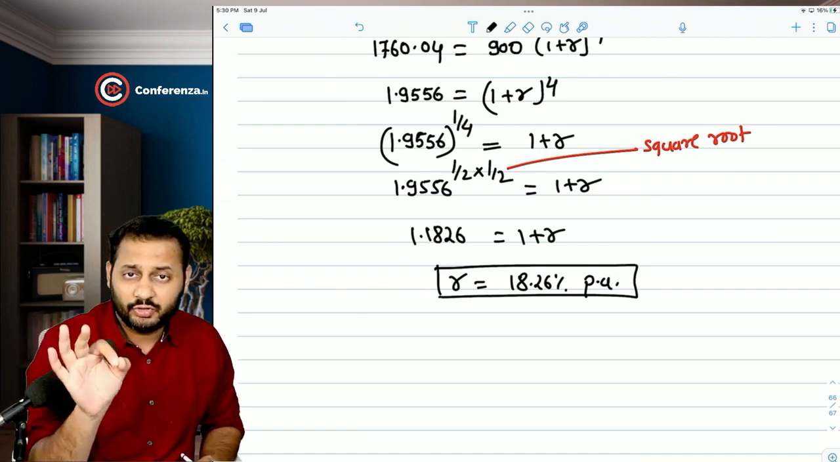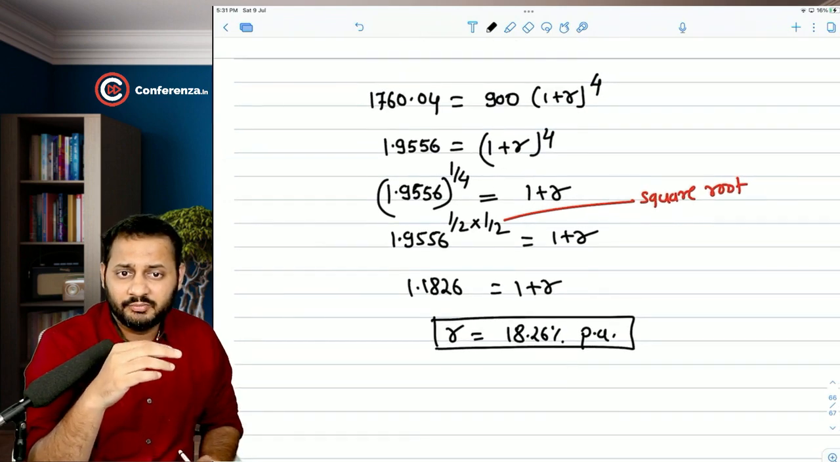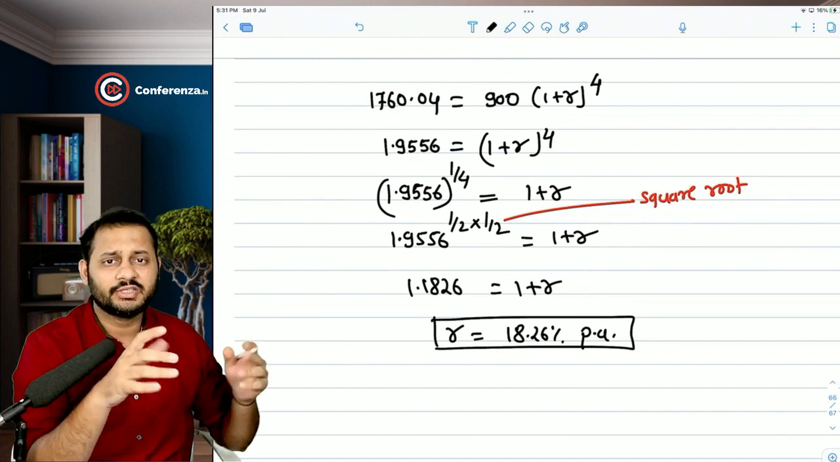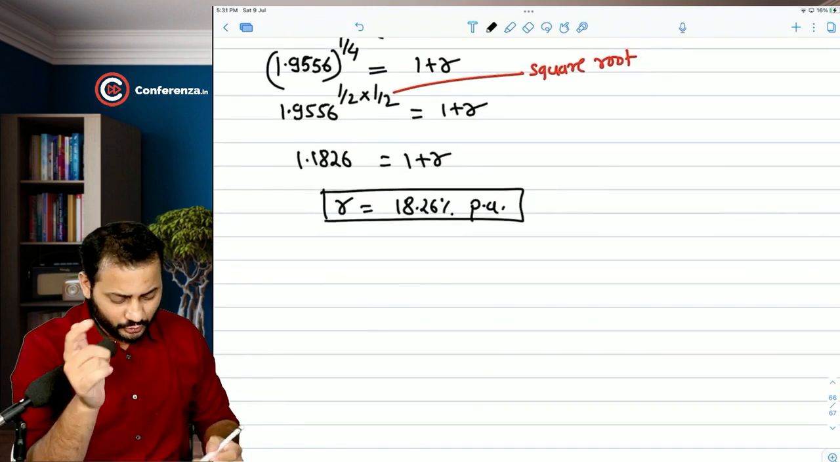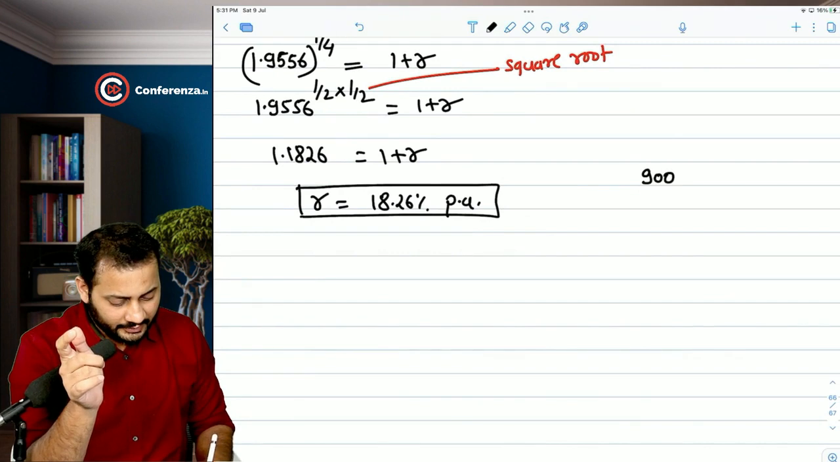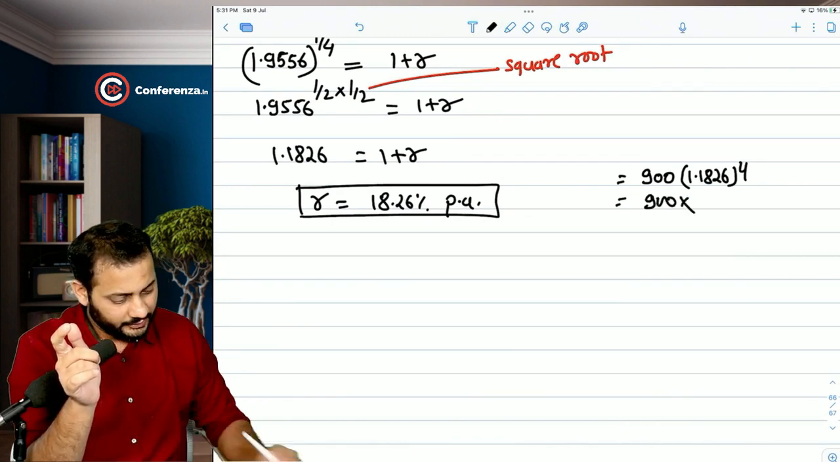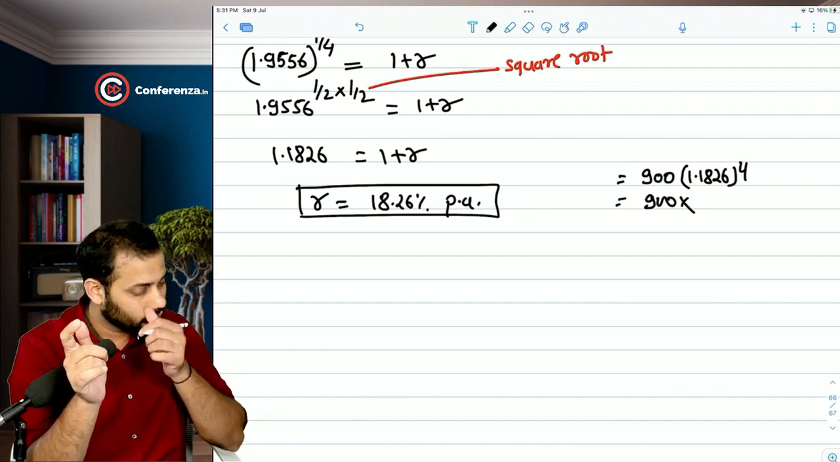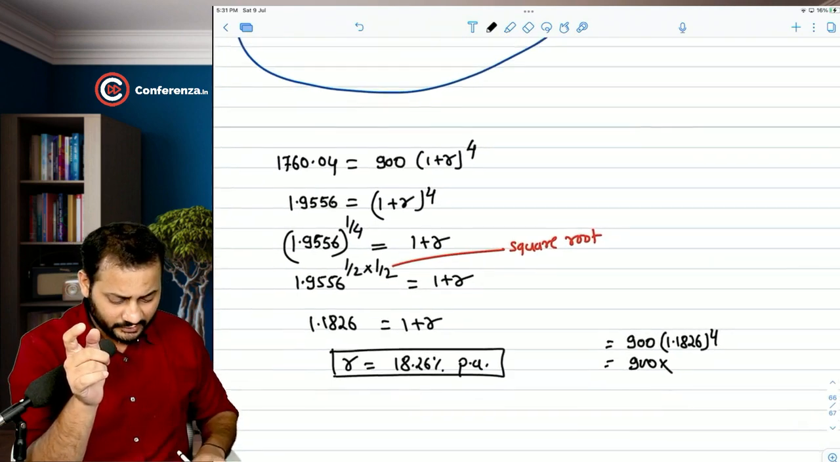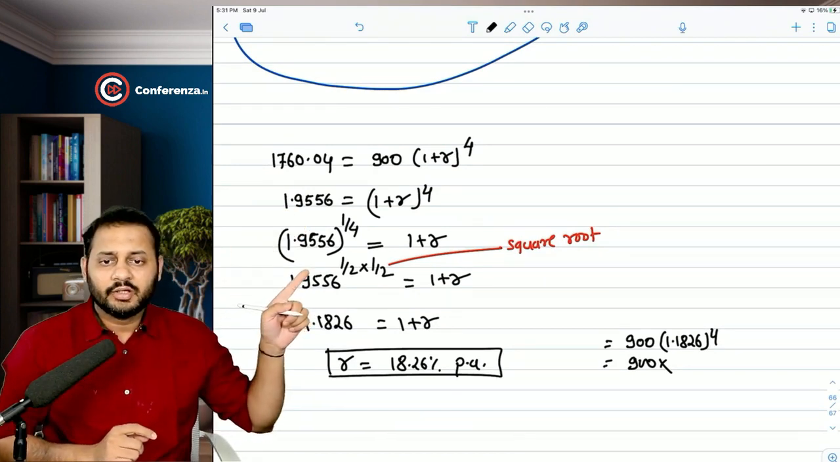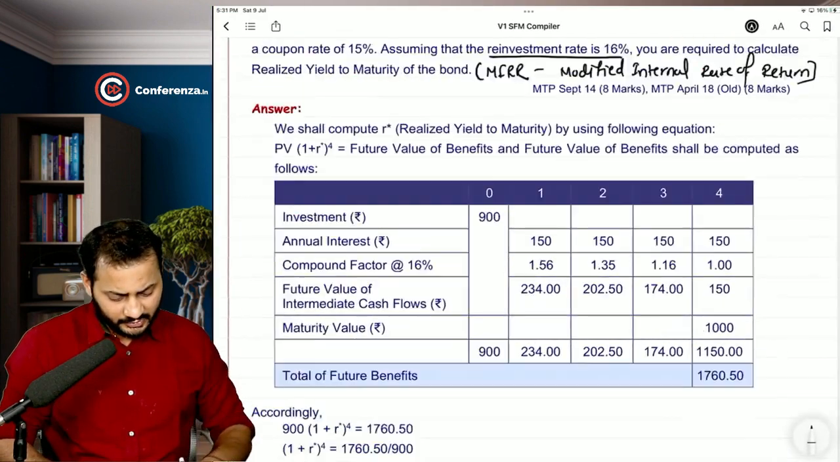You can cross check this. You should in fact cross check it in the exam, to see whether you have made a mistake somewhere in between the steps. If you have made a mistake, your answer won't tally. So let's do it again. Put down 900 in bracket 1.1826 to the power 4. The answer comes to 1760 in the calculator itself. I can save the time. 1760. My answer is done. That's it. 1 by 2 means the square root, so I have done it twice.